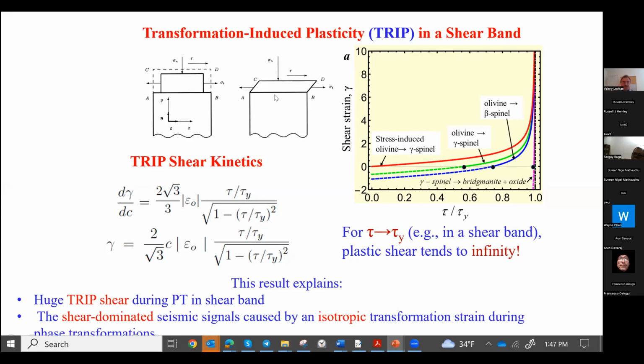And we found an analytical 3D solution for these processes, and TRIP shear depends in such a way on the ratio of shear stress over yield strength in shear. And this is the red line. And in a shear band, shear stress is equal to yield strength in shear, the denominator is equal to 0, and plastic TRIP shear tends to infinity. And this explains everything. So it explains the huge shear strain observed in nature and in the lab, and also it explains the shear-dominated seismic signal caused by isotropic transformation strain.